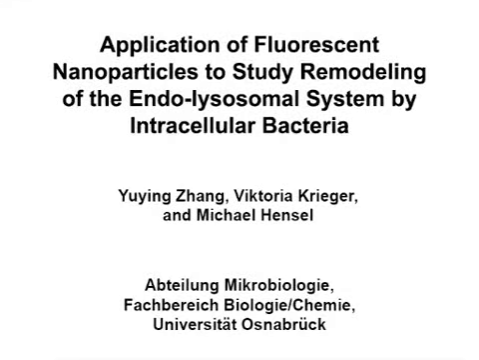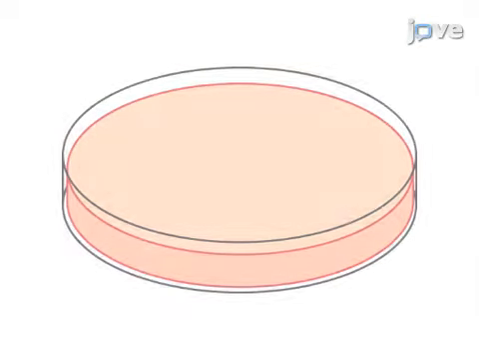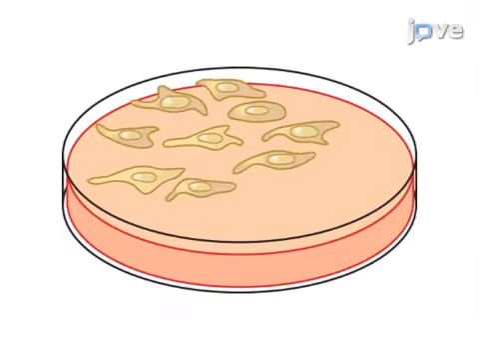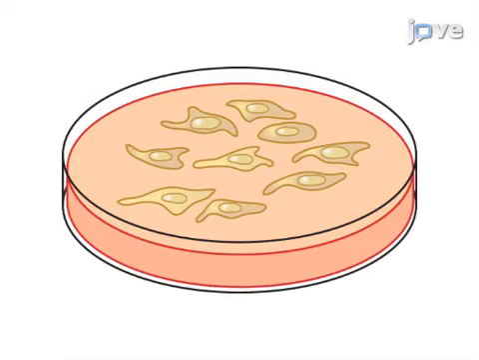The overall goal of this procedure is to study the remodeling of the endo-lysosomal system by intracellular bacteria using fluorescent nanoparticles as tracers. This is accomplished by first seeding HeLa cells in an 8-well chamber slide and incubating them overnight. The second step is to infect the cells with Salmonella enterica.